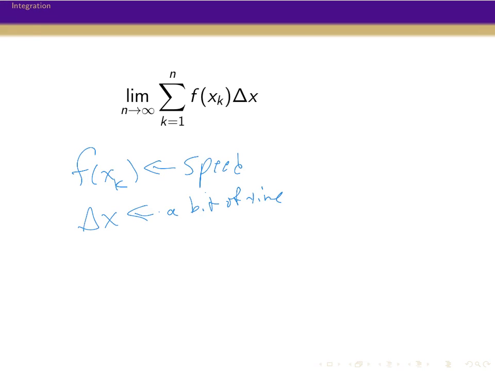And what do you get when you multiply speed times time? Well, speed times time gives distance, right? And so you could think about this sum representing some speed that's changing over a period of time, and you're trying to figure out the total distance traveled. So you break it up into little chunks and multiply some speed over that chunk by some little bit of time, and then add those all together to get the total distance.